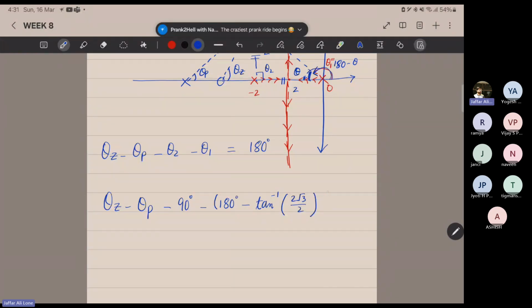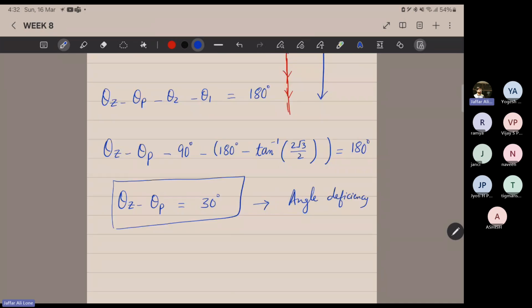Right? So this should be equal to 180 degrees. If we simplify this, you will get theta z minus theta p is equal to 30 degrees. This is the angle deficiency.